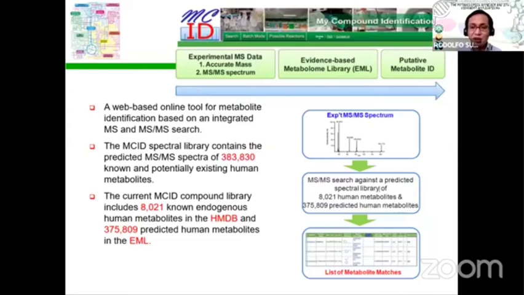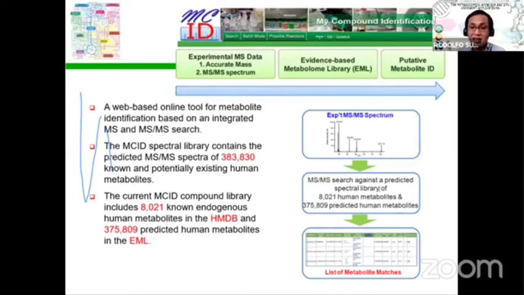Okay, one such commercial software or database is what you call the My Compound ID, or MCID. Now, this is a web-based tool for metabolite identification based on integrated mass spectrometry or tandem mass spectrometry. Now, the MCID library contains predicted tandem mass spectra.